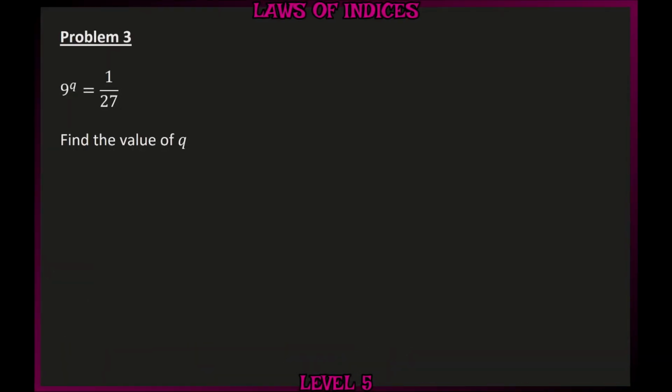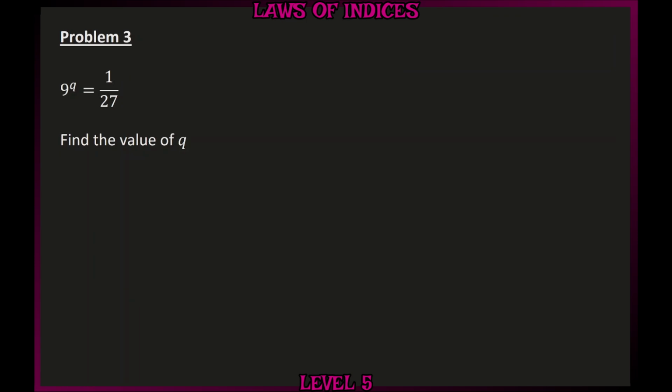In problem 3, we're told that 9 to the power of q is equal to 1 over 27, and we need to find the value of q. Once again, we'd like to use our laws of indices to solve this problem, but we can't do that until we rewrite each side of the equation as powers of the same number. And here we notice that 9 and 27 can both be written as powers of 3.